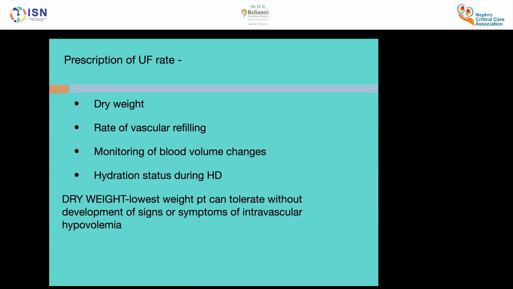So the prescription of the ultrafiltration rate in chronic hemodialysis depends on patient factors like dry weight, rate of vascular refilling, then monitoring of the blood volume changes and hydration status during the hemodialysis. The dry weight is defined as the lowest weight the patient can tolerate without the development of signs or symptoms of intravascular hypovolemia.